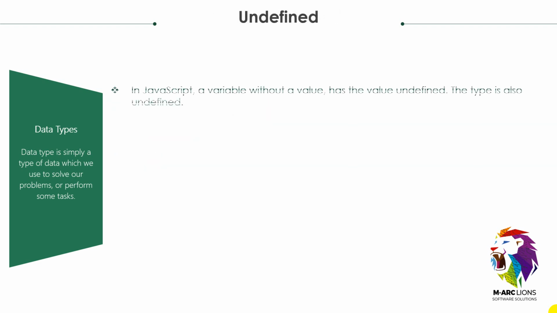Then we have an undefined type as well. In JavaScript, a variable which does not have any value has the value undefined, so its value is going to be undefined. The type is also undefined. How? If you say var name, what is it? It is an undefined data type because it can have a number as well and it can have a string as well. So we don't know what kind of data type it is or what kind of value it has, so it is going to be undefined. Value and type both are undefined.